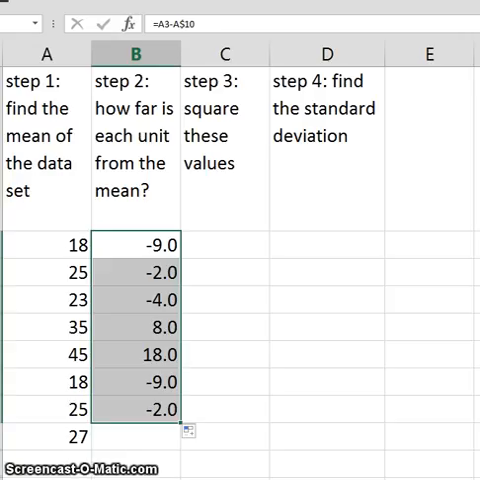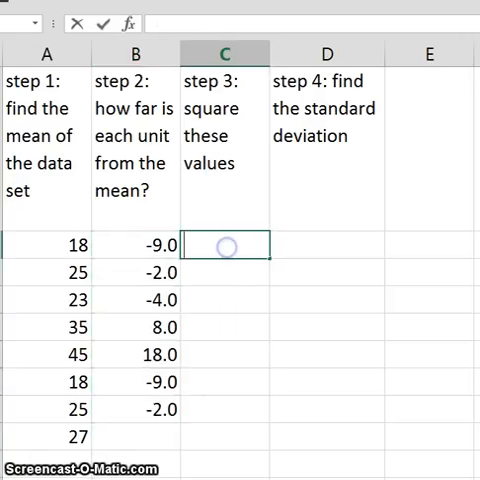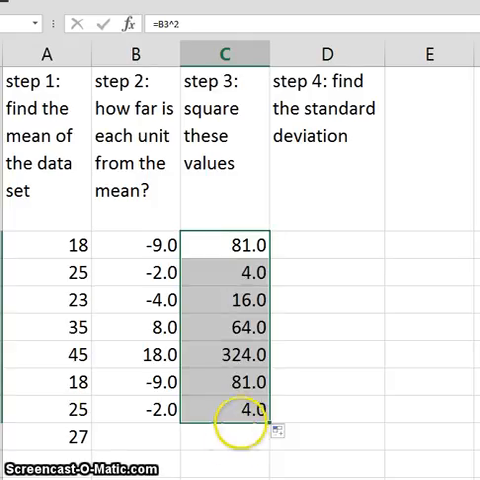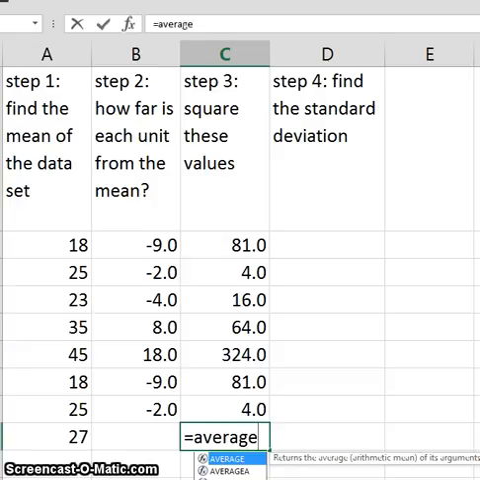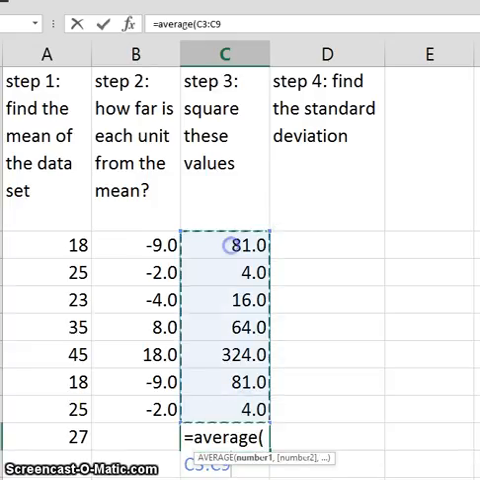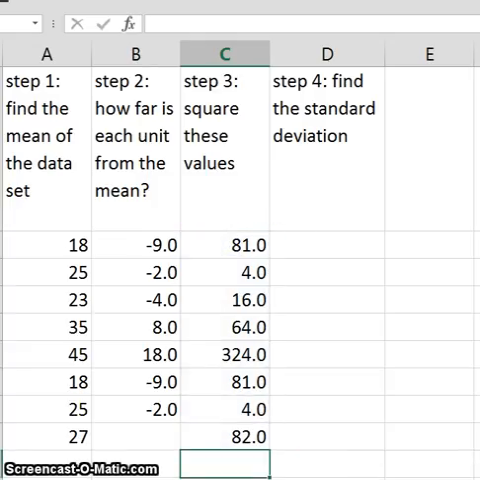We want to square these values so that we have positive numbers, and we will do that again with another formula. This time we don't need a $ sign because we just used an integer here. So here we have the squared values, but we want to find the average variance. So we will enter that formula, 82.